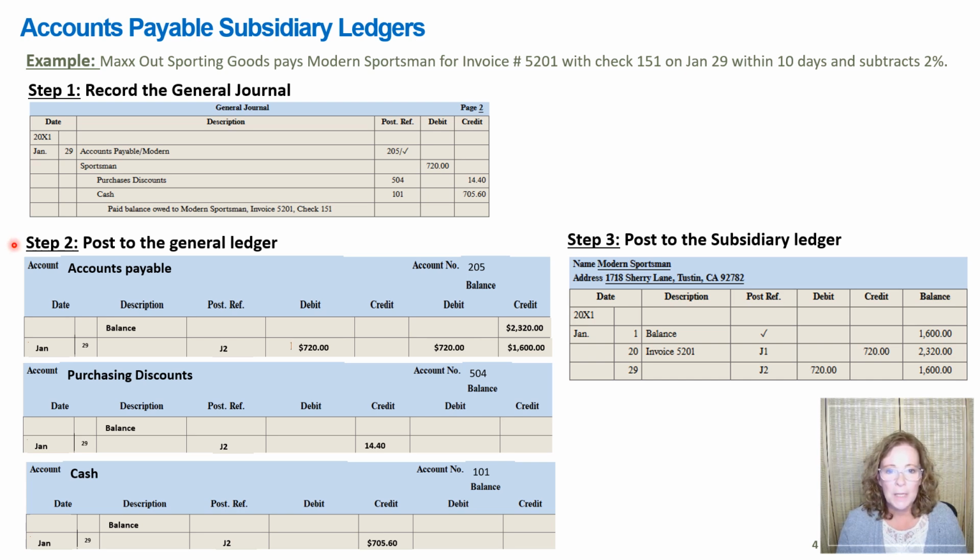Step 2 is to post the transaction to the general ledger by first debiting the accounts payable account, number 205, for $720, crediting the purchasing discount account 504 for $14.40, and crediting the cash account for $705.60.